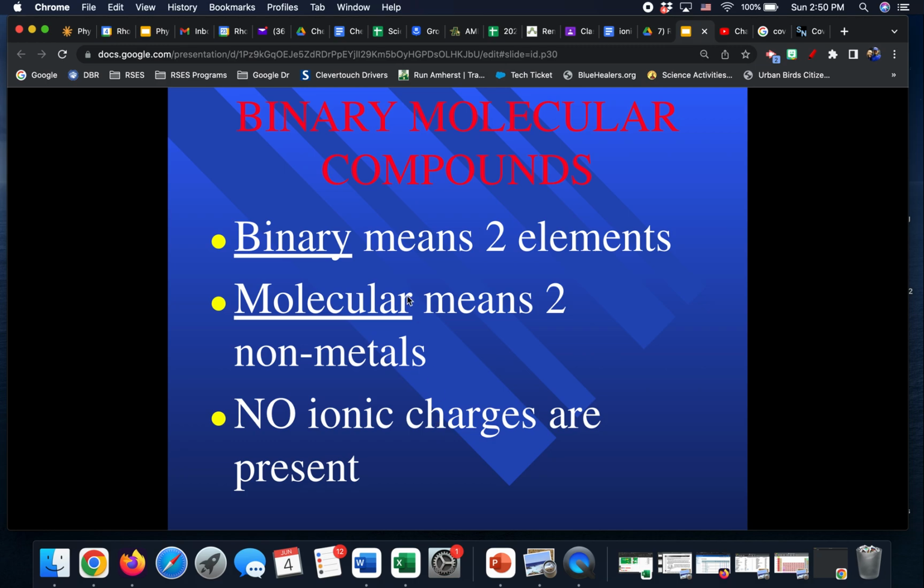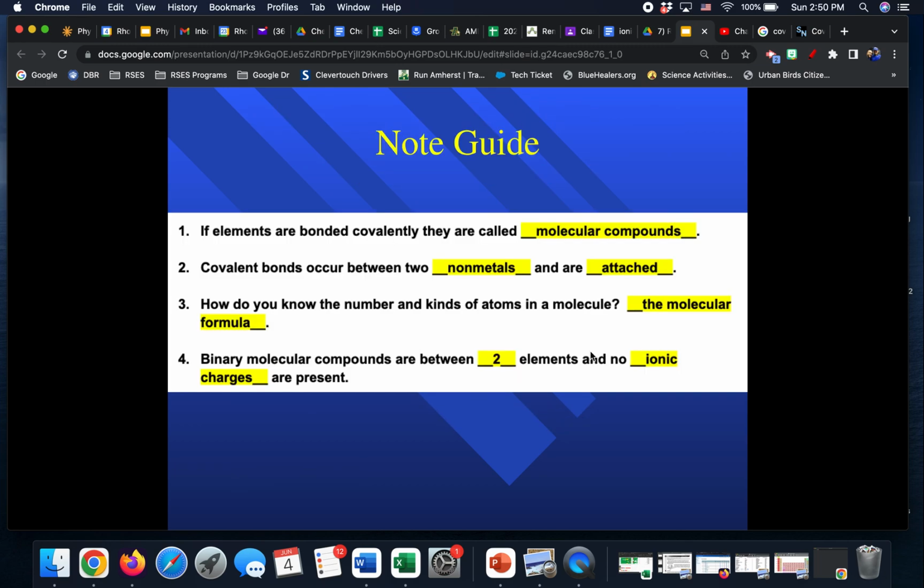So nothing new here. We said binary still means 2 elements. Molecular means nonmetals, we've already said. And because it's molecular, because we're sharing, they're not ionic charges. Nothing is being gained in terms of electrons or lost. So go ahead, pause while you put all this into your notes.